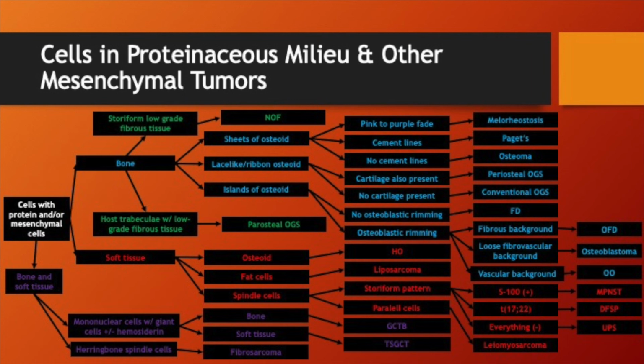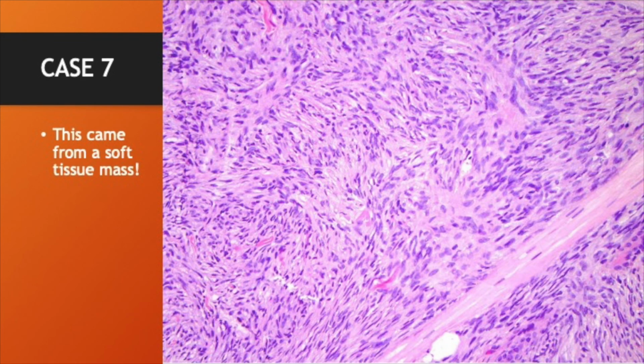Are we in bone and soft tissue? And we don't know. So what we're going to say is this came from a soft tissue mass. Okay, so now we know that. It's impossible to tell that based on the histology alone, so you have to be given that information or given an MRI or something that showed that.